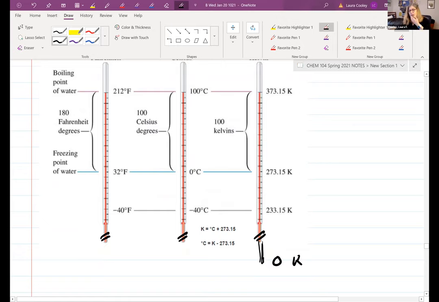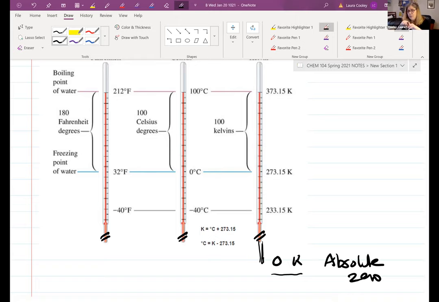Does anybody know what we call that? Zero Kelvin. Absolute zero. That's what it is. And it's called absolute zero because it's believed that you can never attain that temperature. The coldest possible temperature is just a teeny bit above absolute zero. I think they've gotten down to maybe 0.00001 Kelvin, but scientists have never been able to get down to zero Kelvin.